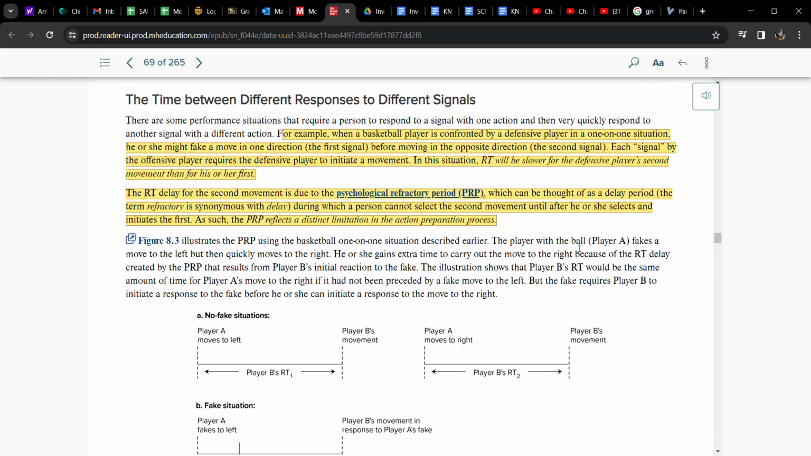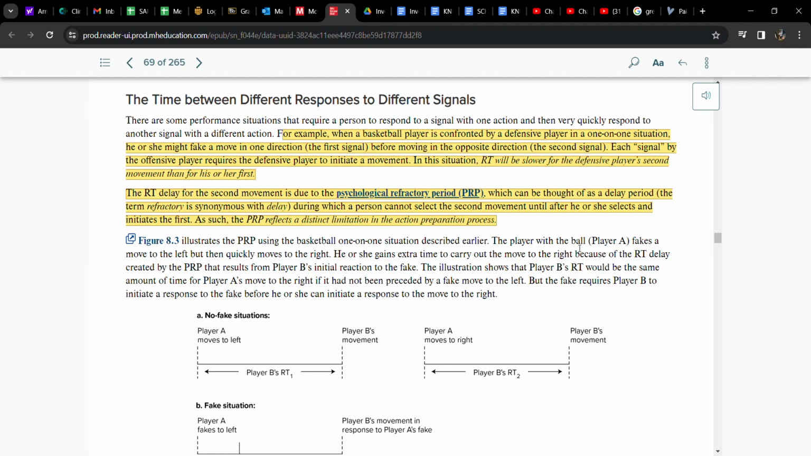Next is the time between different responses to different signals. An example of this is when a basketball player is confronted by a defensive player in a one-on-one situation. He or she might fake a move in one direction before moving the opposite direction. So the fake is the first signal, and the movement in the opposite direction is the second signal. Each signal by the offensive player requires the defensive player to initiate a movement. So in this situation, reaction time will be slower for the defensive player's second movement than for his or her first, which makes sense. When you fake somebody out and they go one way and you kind of break their ankles, they move a lot more slowly on the second move, right?